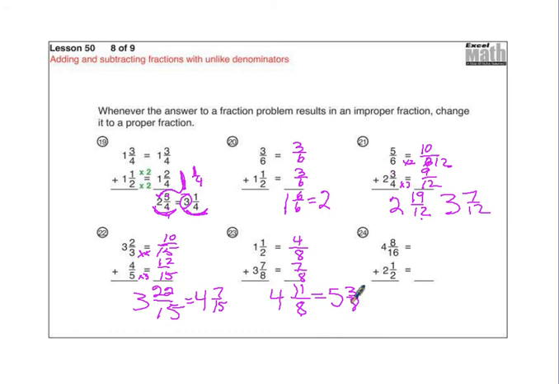And the last one, 4 8/16, 2 1/2. 8/16 we're going to leave as 8/16. And 1/2 also becomes 8/16. We combine them together to get 6 16/16. That's equal to 1 right there, 16/16. So we put the 1 with the 6 to make 7 altogether.